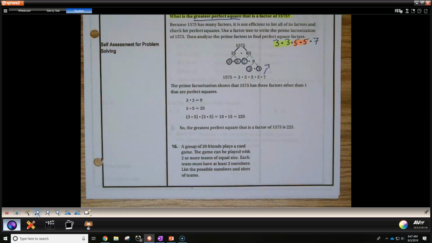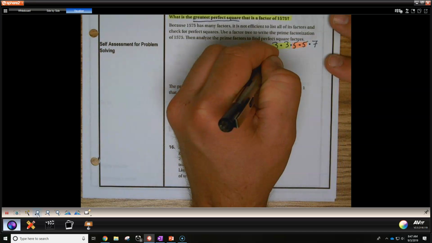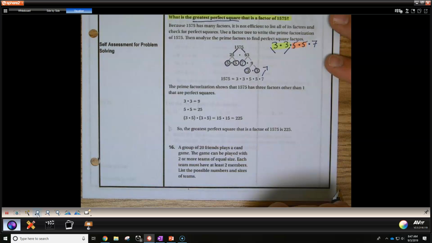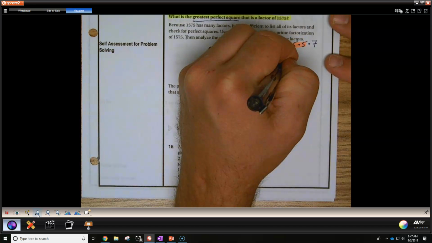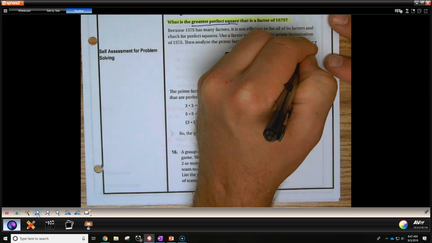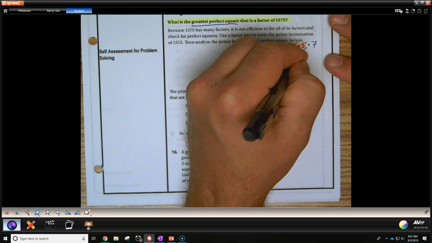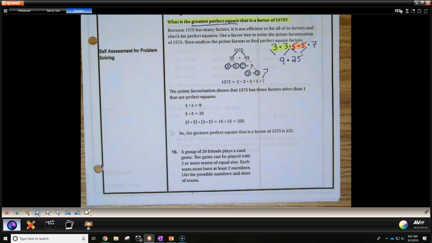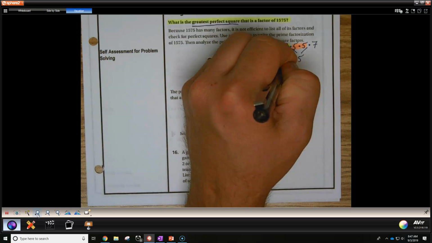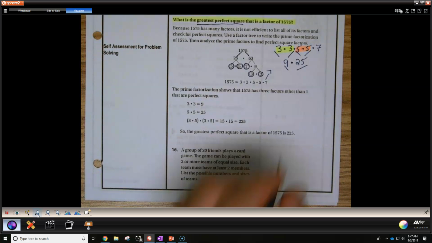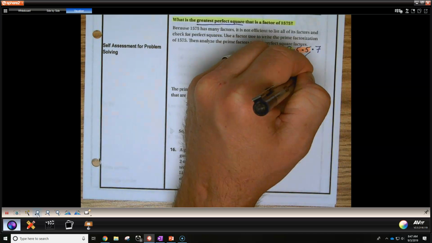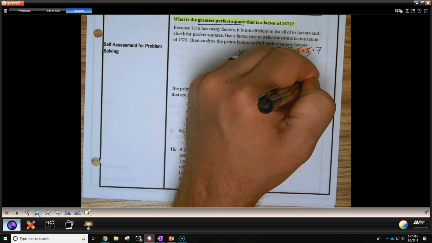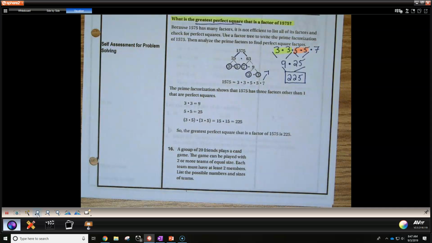So all I'm going to do is I'm going to say, okay, what is 3 times 3? 9. Times, what is 5 times 5? So I broke it down to 3 times 3 is 9. 5 times 5 is 25. And then 9 times 25, if I use my calculator, would give me 225. That is my answer.